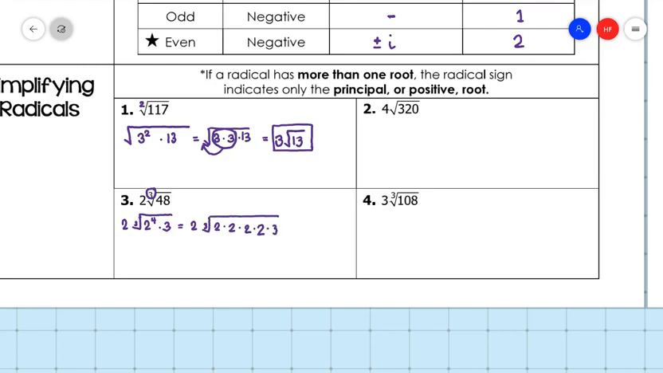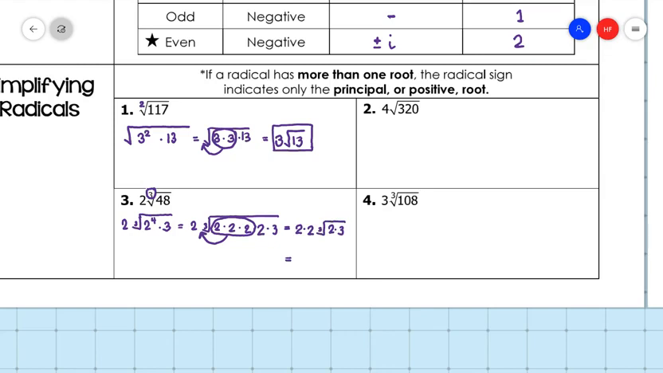Because that index is 3, I want to take 3 out at once. So I'm going to take that out. And so I'm left with 2 times 2. Since I already had a 2 there, I'm taking out 1 2. And then on the inside I still have 2 times 3 left over.